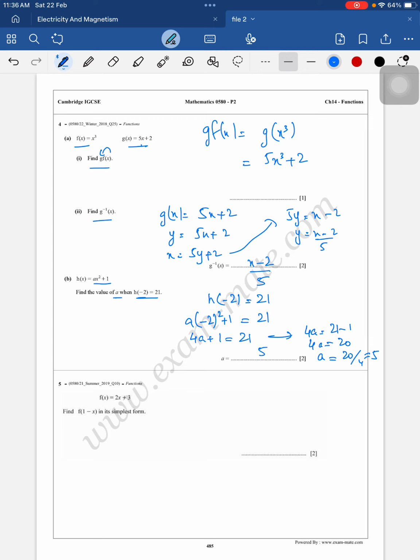Clear? Okay. Question number 5. f of x is equal to 2x plus 3. Find f of bracket 1 minus x in its simplest form. Just substitute 1 minus x in the function's variable. So f of 1 minus x is equal to 2, in place of x, 1 minus x, plus 3. So 2 ones are 2, 2 minus 2x plus 3. It means that minus 2x, 2 plus 3 is 5. So we can write minus 2x plus 5 or 5 minus 2x. It remains the same. Is it clear?